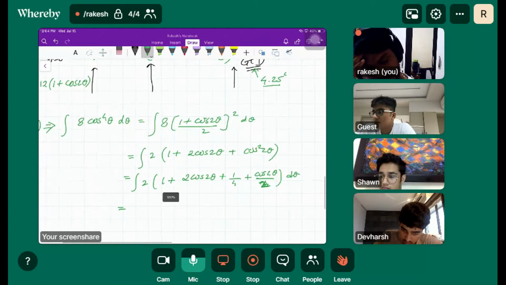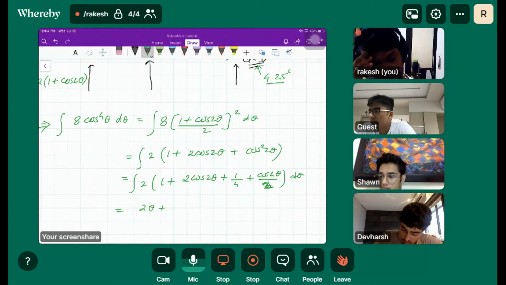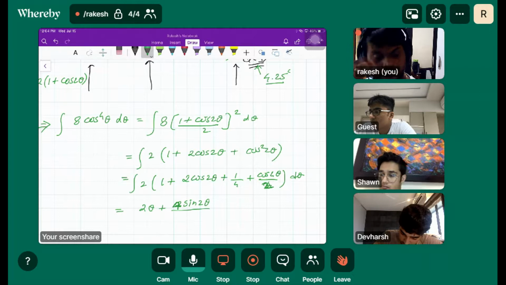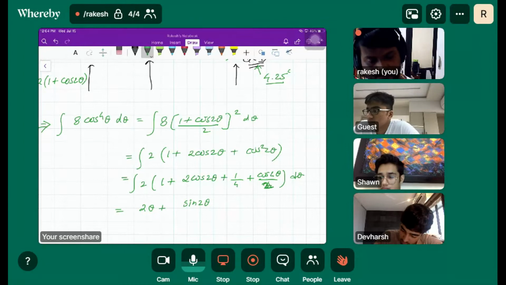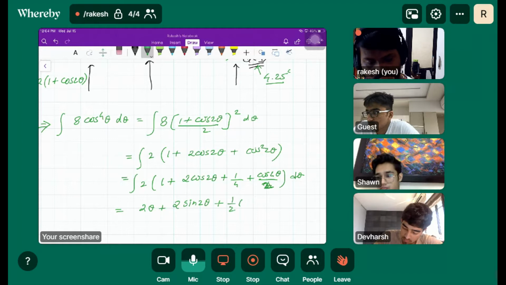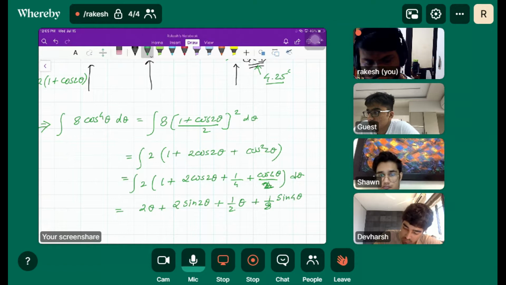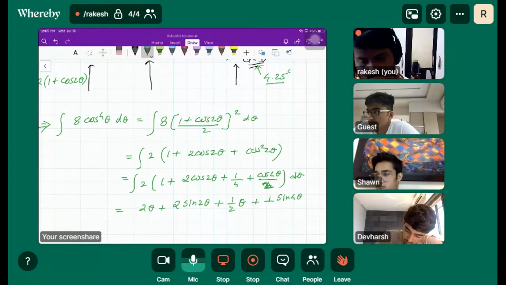So the integration of this is 2 theta plus 2 sine 2 theta upon 2. So that's basically 2 sine 2 theta plus 1 by 2 theta plus 1 by 4, so 1 by 8 sine 4 theta, and 4 times 4 is 16.